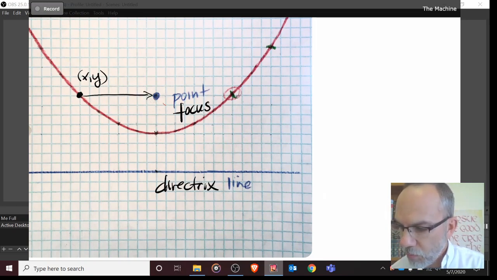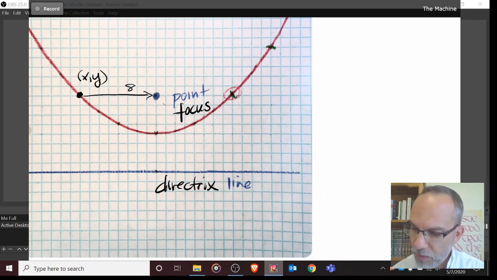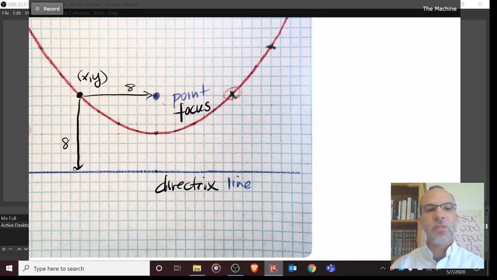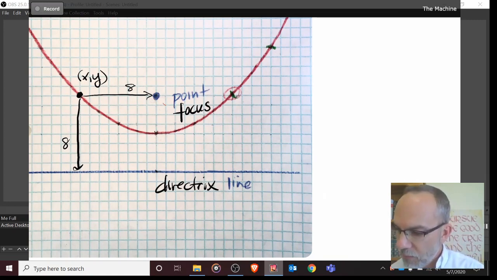I count 1, 2, 3, 4, 5, 6, 7, 8. 8 units. Then let's count the distance from the point on the parabola to the directrix. 1, 2, 3, 4, 5, 6, 7, 8. Also 8 units. There we go. So that point there, the xy, is on the parabola. And you can now do that for any point.